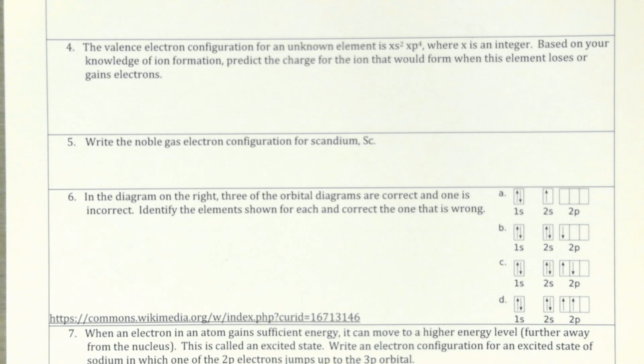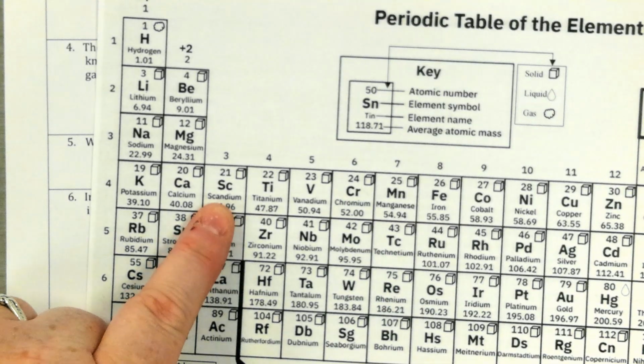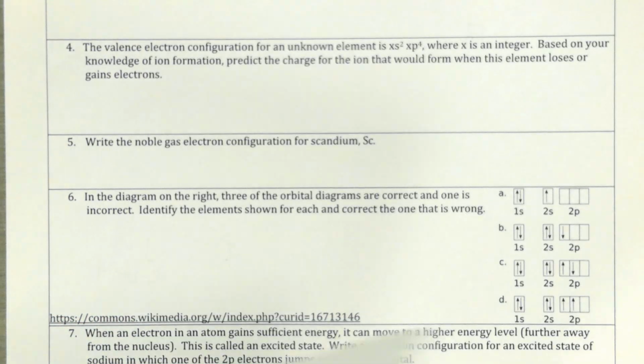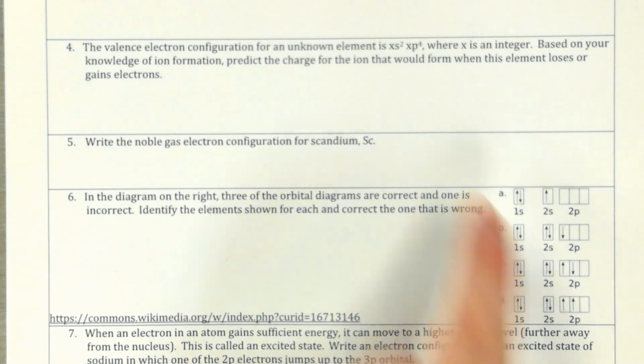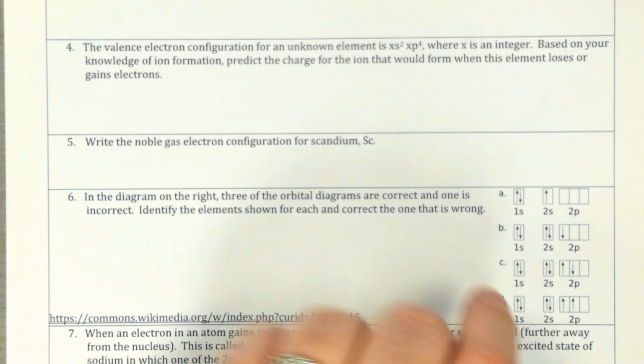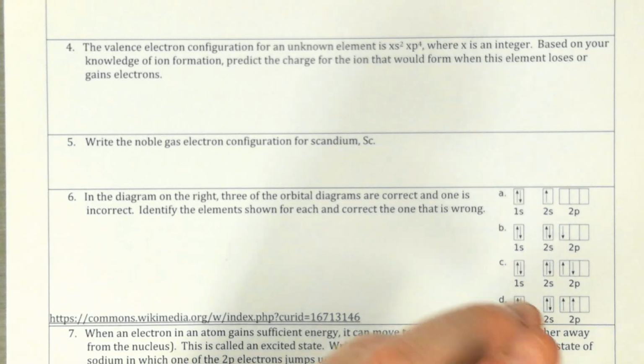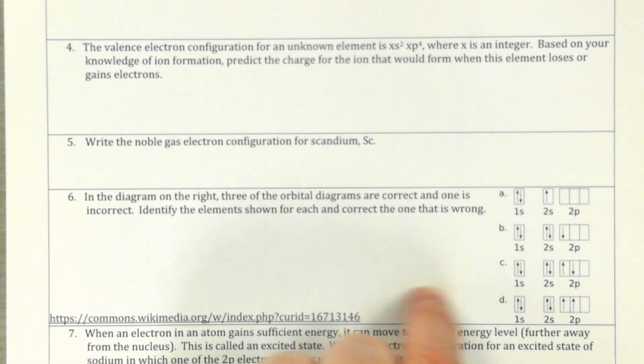Okay. Number 5, I want you to write the noble gas configuration for scandium. So scandium is right here. It's element 21. And then in number 6, in the diagram to the right, there are 3 of the orbital diagrams that are correct and 1 is incorrect. So I want you to identify first which ones are correct and tell me what element they are, and then tell me which one is incorrect, and redraw the one that is incorrect and correct it and tell me what element that is.